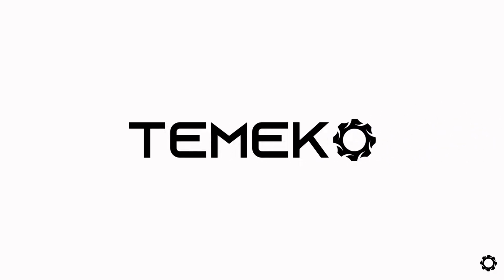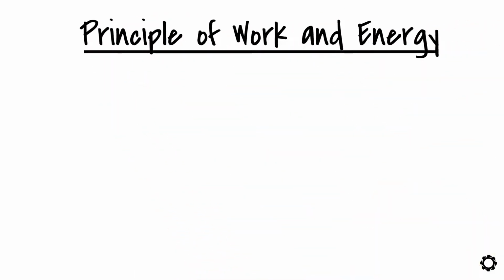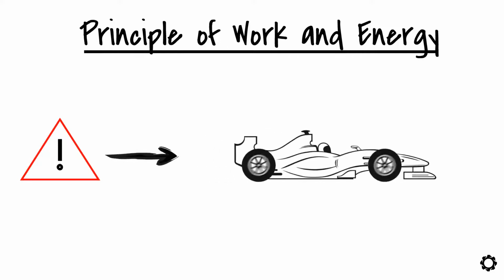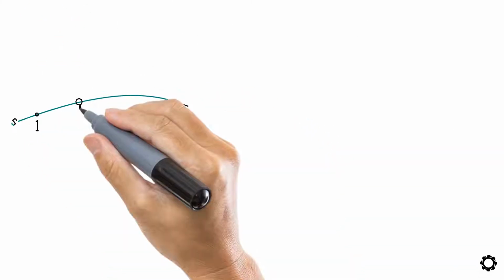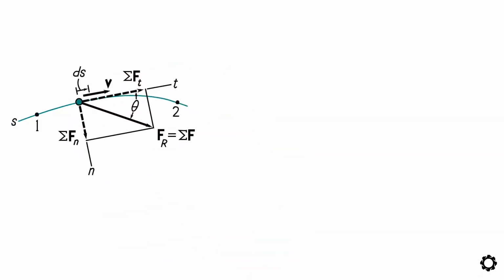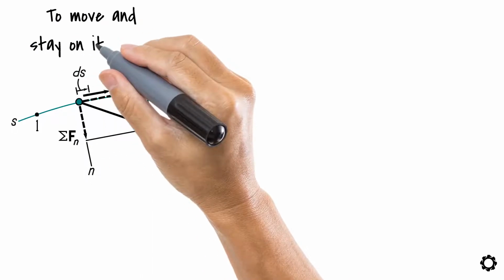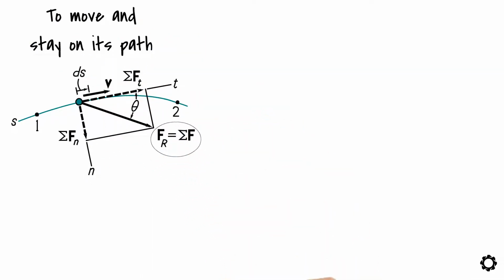In this video, we will discuss the principle of work and energy, which is perhaps one of the most important principles in mechanics. Think once again about the case where we had a particle moving along a certain path in an inertial coordinate frame. To move and stay on its path, there should be a resultant force Fr equals summation of F, which can consist of one or more forces applied on the particle.